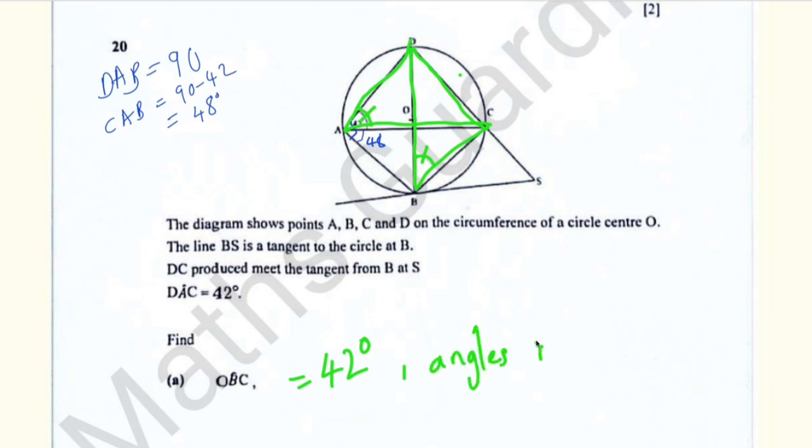Remember what I said earlier on, when we are doing geometry and we find a side or an angle, we must justify why. We write the justification. So it's 42 degrees because they are angles in the same segment, or you can just write chord, but it's the same as saying in the same segment.